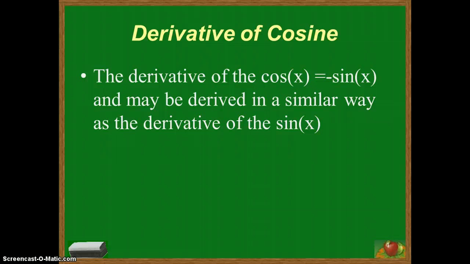So the derivative of the sine of x would be simply the cosine of x. The derivative of cosine of x is negative sine of x. And this could be derived in a similar way as we just did for the derivative of the sine of x, but we'll leave that as an exercise for the reader or the listener or the watcher.